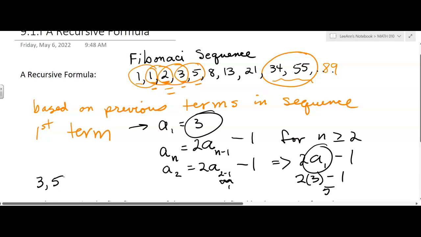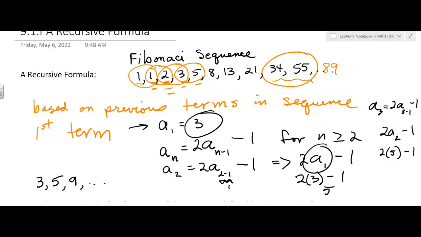Then if you wanted to find the third term, I'm going to run out of room. I'd need 2 times a sub 3 minus 1, minus 1. Well, that's 2 times a sub 2, because 3 minus 1 is 2. So now I need the second term that I just found, 2 times 5 minus 1, or 10 minus 1, which is 9. And so on and so forth, okay? So that's how you find a recursive sequence. Use the recursive formula. It's based on that subscript, and that's how they're going to write the notation.